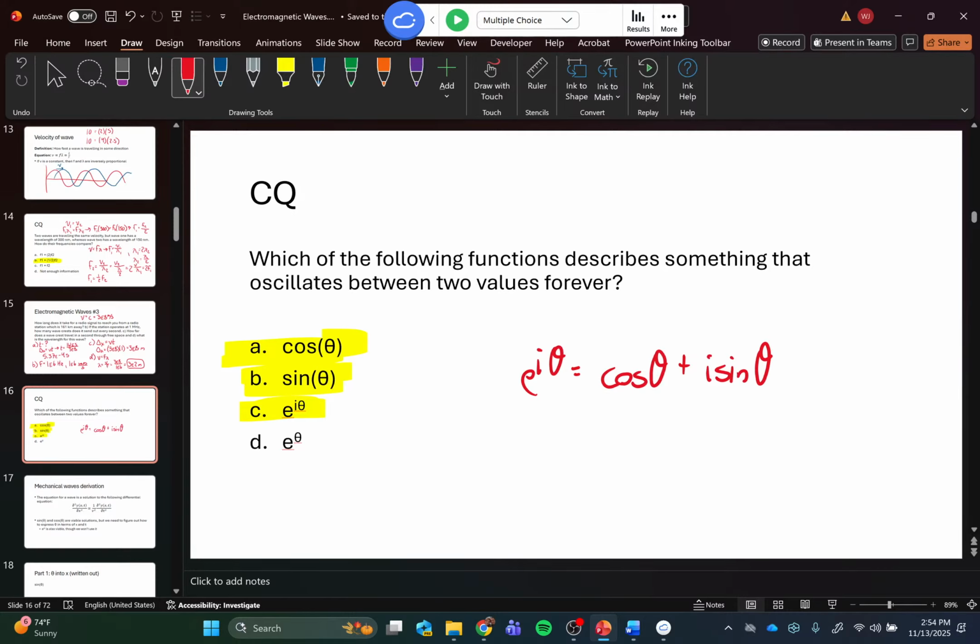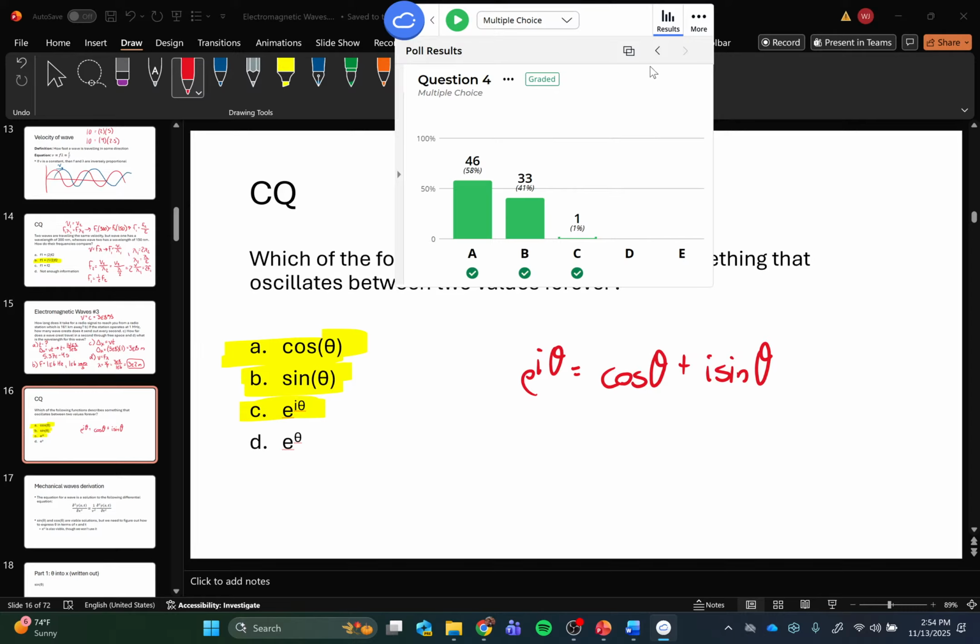Honestly, I don't remember the derivation off the top of my head. I think maybe from Taylor series or something you can get it. I don't know. Doesn't matter. You put any one of these and they're all right. Hey, someone put it.